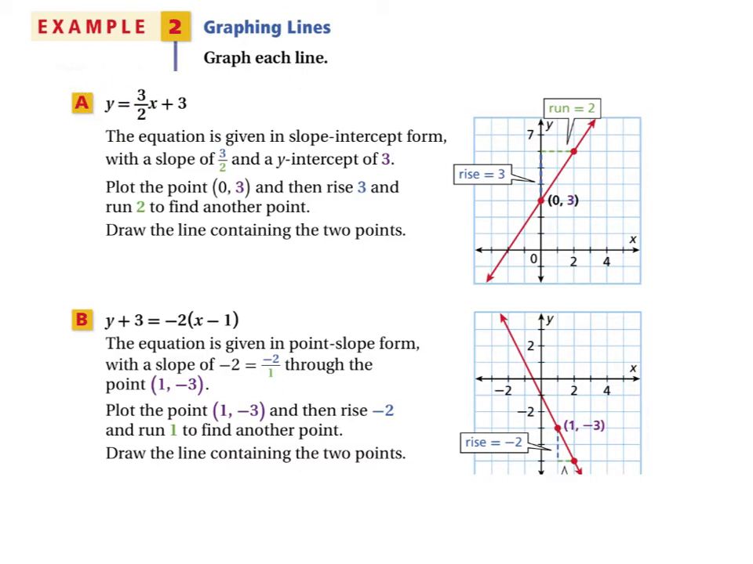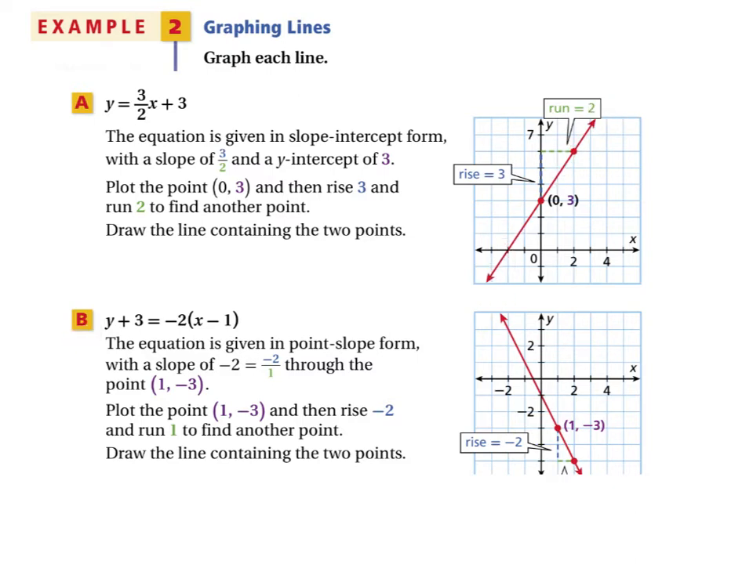In A, if you are graphing this line, y equals 3 halves x plus 3, we know our y-intercept is 3, so we put a dot on 3. My slope is positive 3 over 2, so I go up 3 over 2, put another dot, and I draw a line between it, and there's my line.